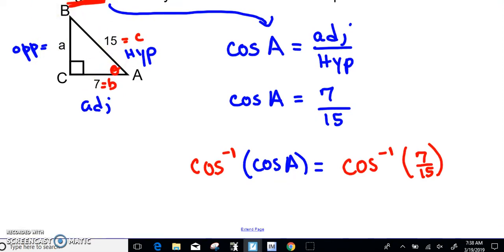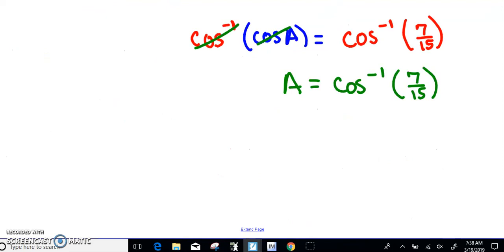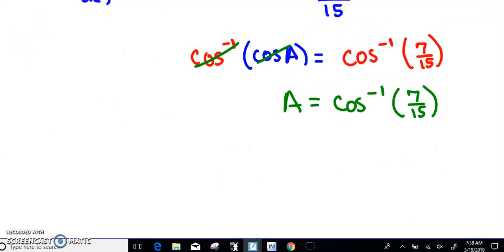All right, so again, we said they cancel out. So cosine inverse and cosine cancel out, and we're left with just A equals cosine inverse of 7 over 15. We need to put that in the calculator exactly as we have it right there, so we can go ahead and get it done.